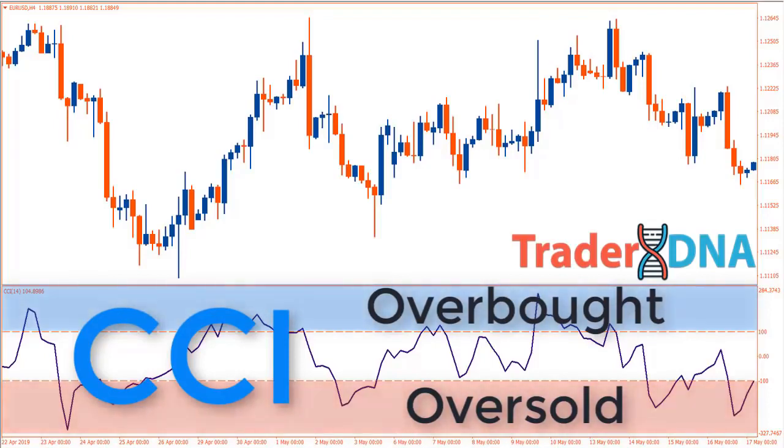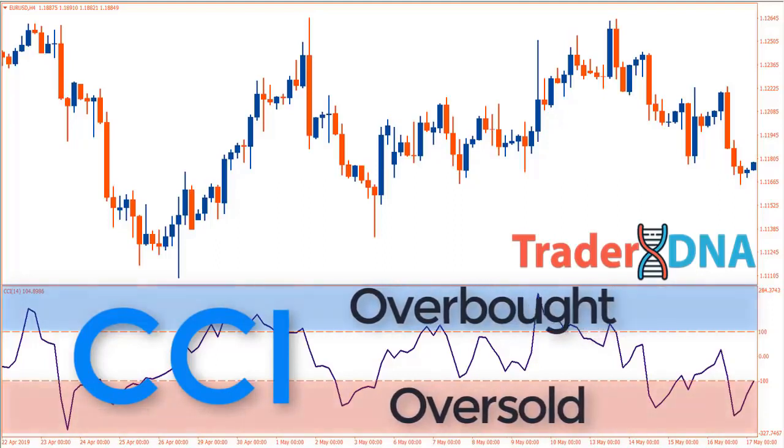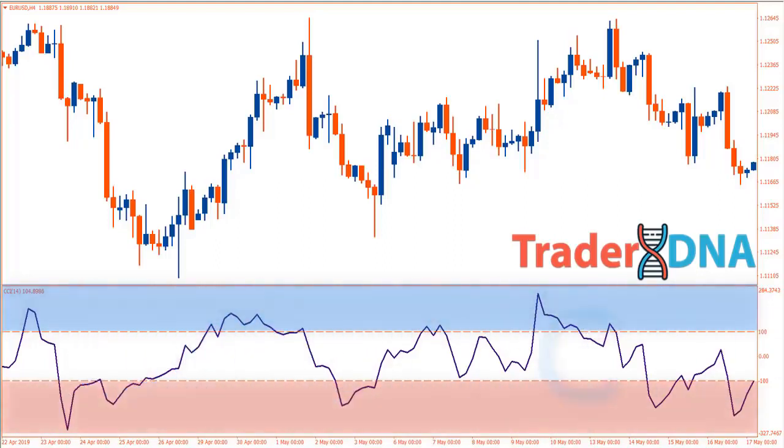Developed by Donald Lambert, this technical indicator assesses price trend direction and strength, allowing traders to determine if they want to enter or exit a trade, refrain from taking a trade, or add to an existing position. In this way, the indicator can be used to provide trade signals when it acts in a certain way.